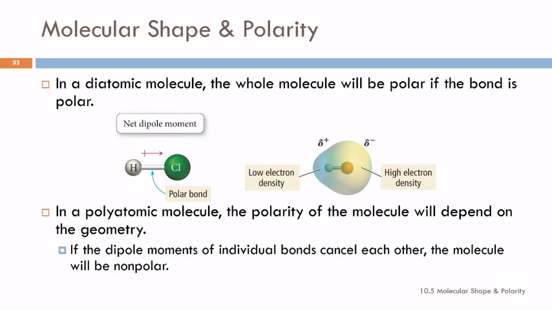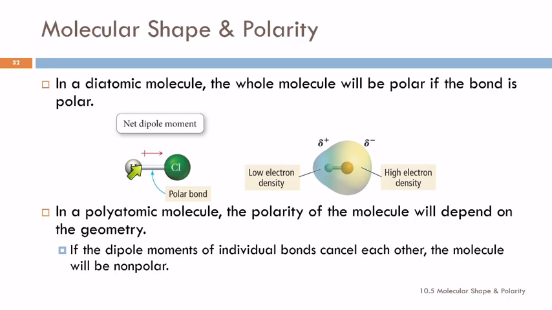Okay, now we're going to talk about how molecular shape and polarity work together. We've talked about polar bonds, but a molecule itself can be polar as well. If we have a very simple molecule, a diatomic molecule where there are just two atoms, if the bond is polar, then the whole molecule is polar, because there's only that one bond.